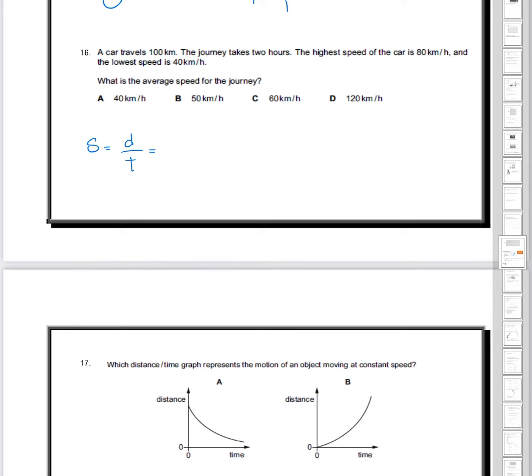Now in this scenario, the distance is 100 kilometers, the time taken is 2 hours. 100 divided by 2, that's 50. As you can see, this is kilometers being divided by hours, so kilometers per hour. The answer is indeed B. Now these two parts, 80 kilometers and 40 kilometers, are just distractors and unnecessary information. Moving on.